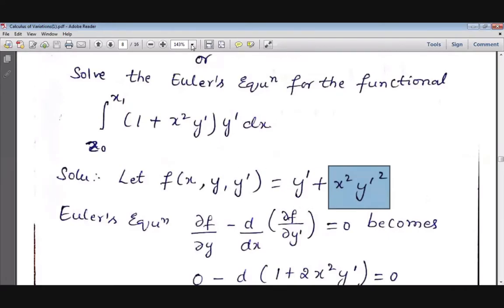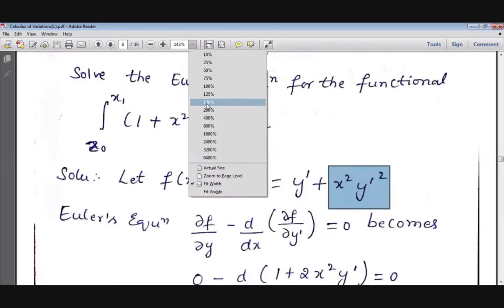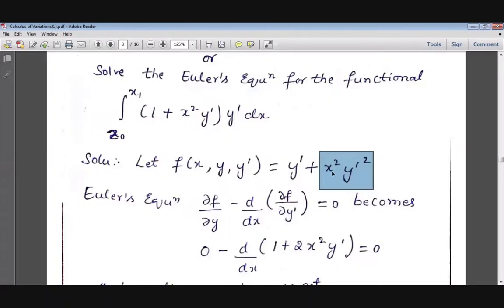Derivative of this partially with respect to y is 0. Then d by dx as it is, ∂f/∂y', the derivative of this partially with respect to y'. Derivative of the first term is 1 with respect to y'. Then the derivative of the second term partially with respect to y' is x square as it is, and the derivative of y' square is 2y'.